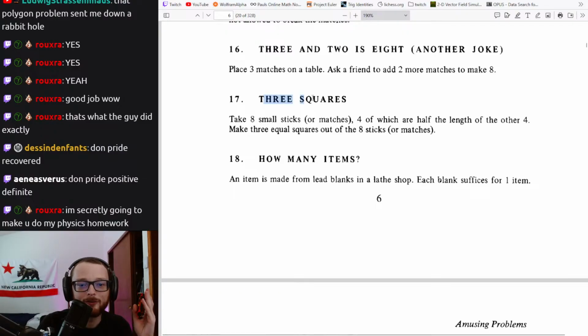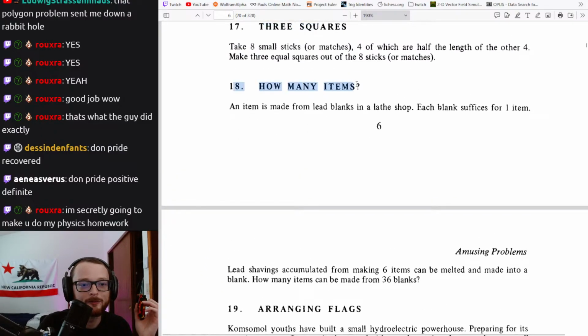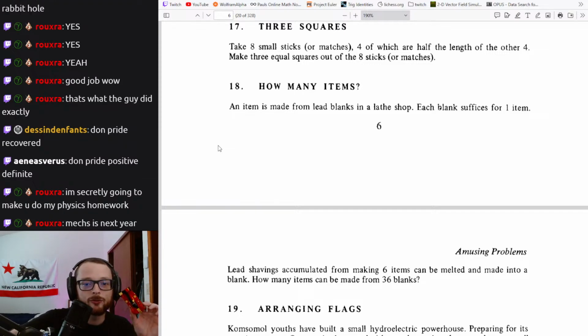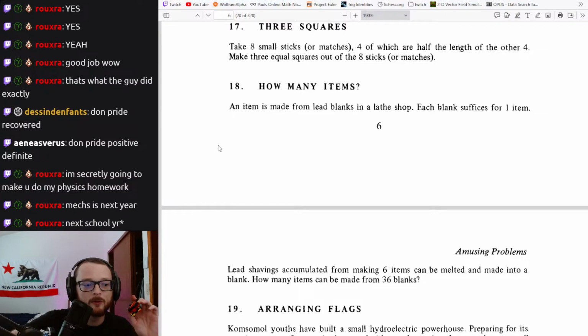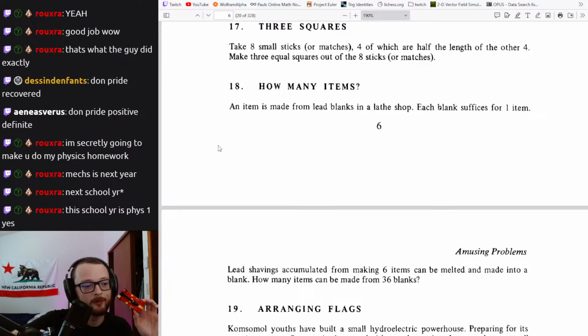Okay, so we did 3 squares. I think we need to do how many items now? You're gonna be doing mechanics, right? Oh yeah, AP Physics 1. Ugh. I should be able to handle it, at least up to a certain point. An item is made from lead blanks in a lathe shop. Mechanics is next year. Oh wait, you're not doing physics now though, right? Each blank suffices for 1 item. Yeah, next school year. Oh yeah, so as in like in a few months. Or in a month, maybe.